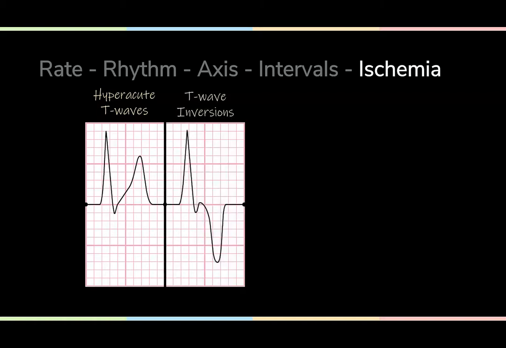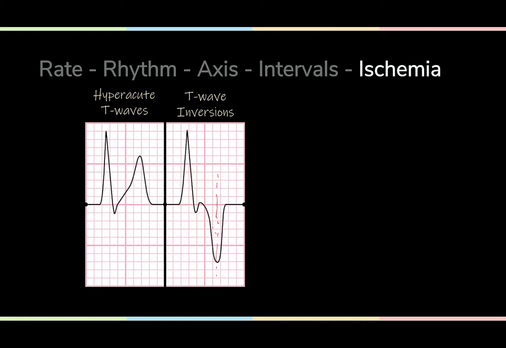T-wave inversions, especially deep ones like this one, and symmetric ones, like if I were to draw a dotted line there. That's not a good dotted line. That's a squiggly dotted line. If you could draw a good dotted line vertically and bisect that T wave, in other words, fold it over on itself, then it's symmetric. And those are much more concerning for an ischemic type pattern.